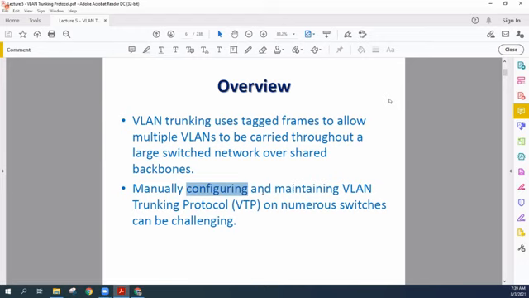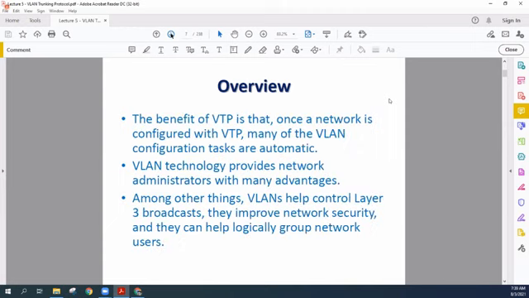Manual configuration and maintenance of VTP on numerous switches can be challenging, so it is also understandable. We got the understanding behind VTP's client-server environment, which provides some added advantage, and configuration is much easier with such an environment. Those are actually the initiative of VTP. The benefit of VTP is that once the network is configured with VTP, many of the VLAN configuration tasks are automatic. An automated environment.